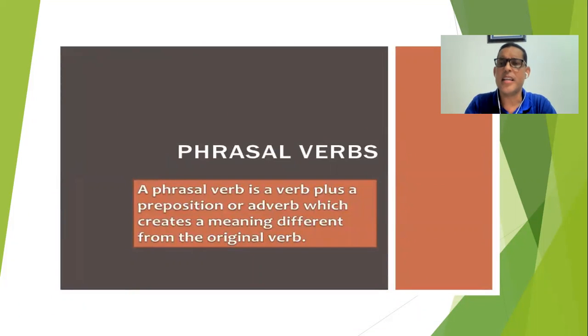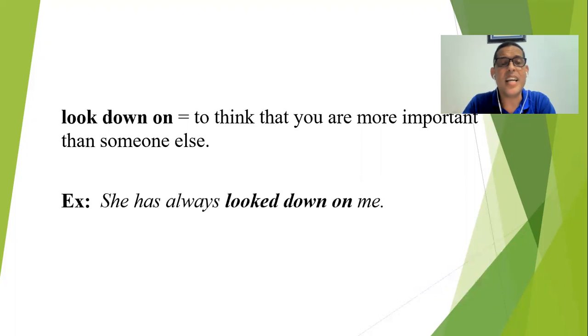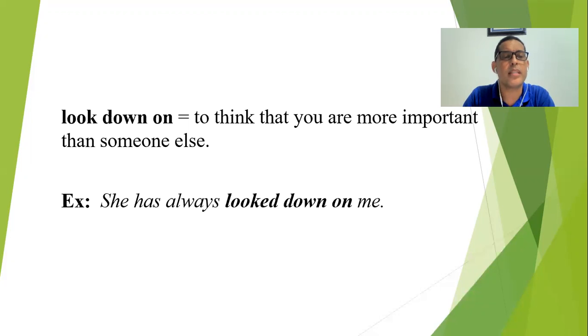Phrasal verbs. What is a phrasal verb? Well, a phrasal verb is made up of a main verb together with an adverb or a preposition or both. Typically, their meaning is not obvious from the meanings of the individual words themselves. So let me tell you, for example, she has always looked down on me. So you can see the phrasal verb, that is a verb plus a preposition, sometimes 1, 2, or 3 prepositions. And the meaning is to think that you are more important than someone else.